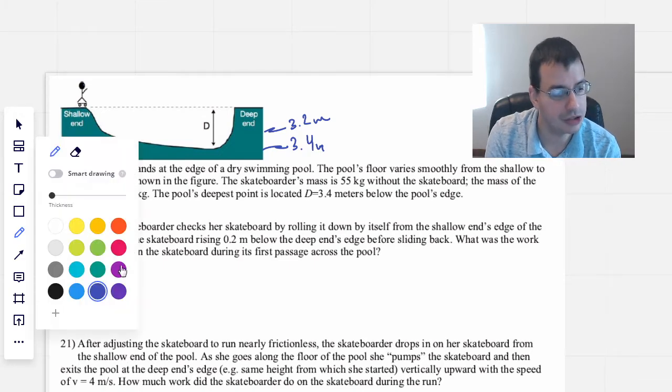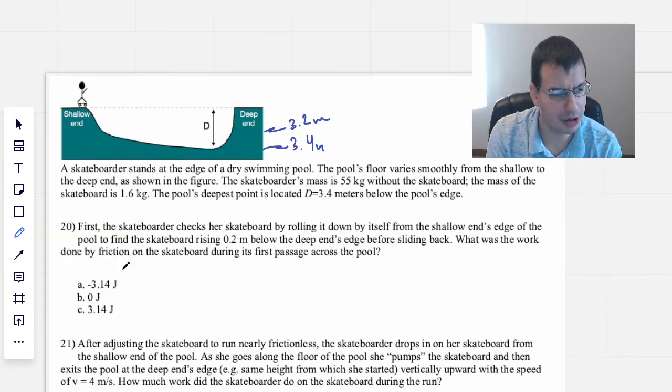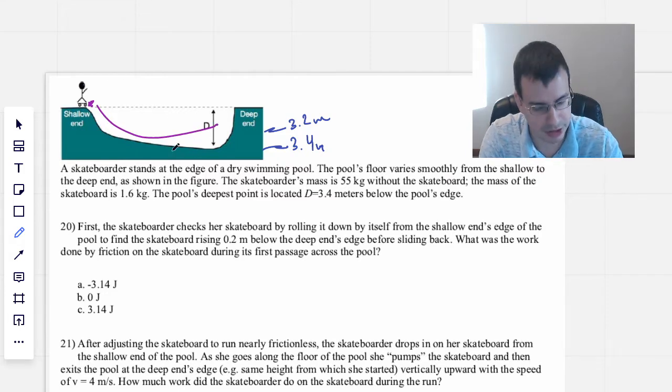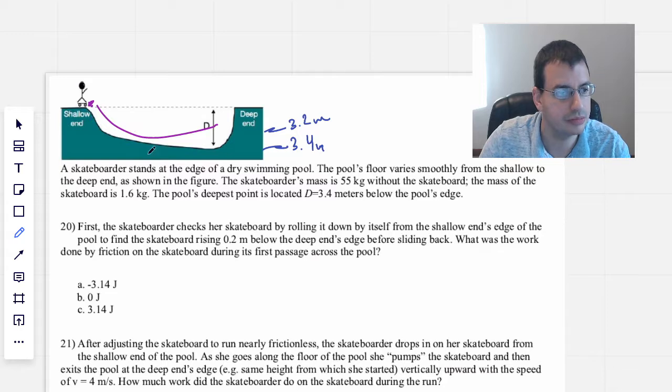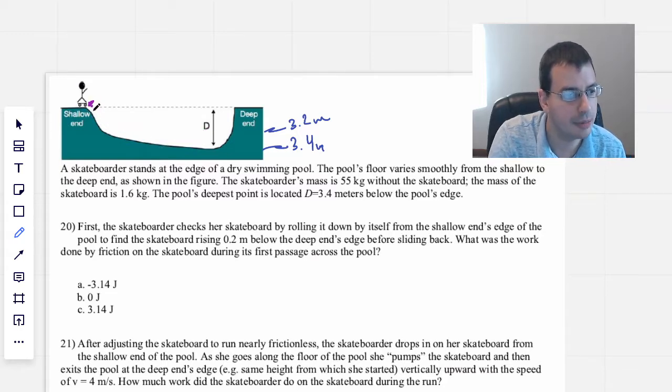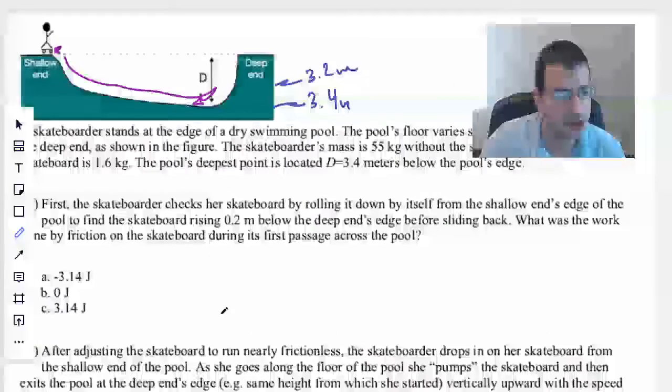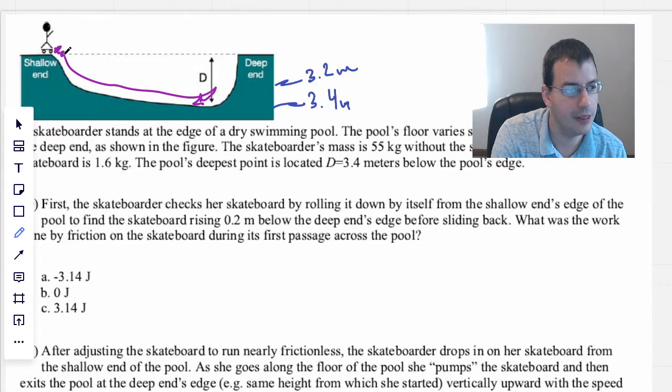Okay, so the way I'm going to look at this is balance of energy. We have a skateboard up here that rolls down this way, and then comes up just a little bit and then rolls back again. What I'm going to do is a balance of energy from this point here where it starts to this point over here.